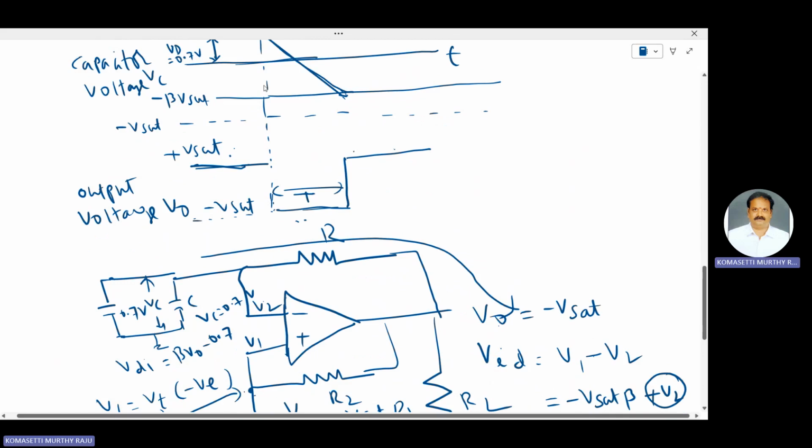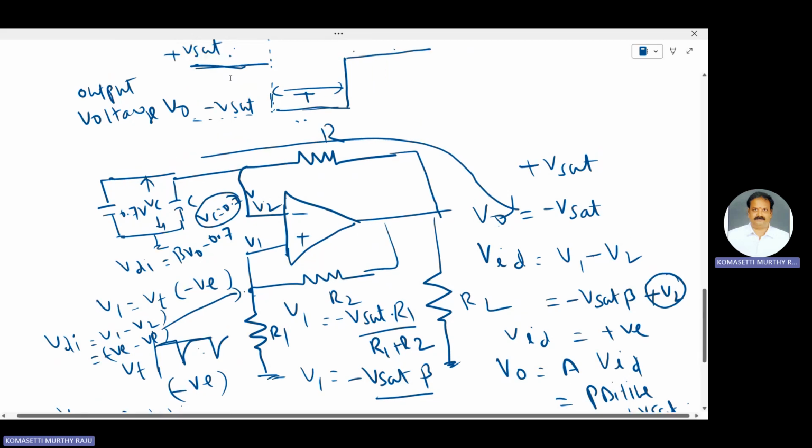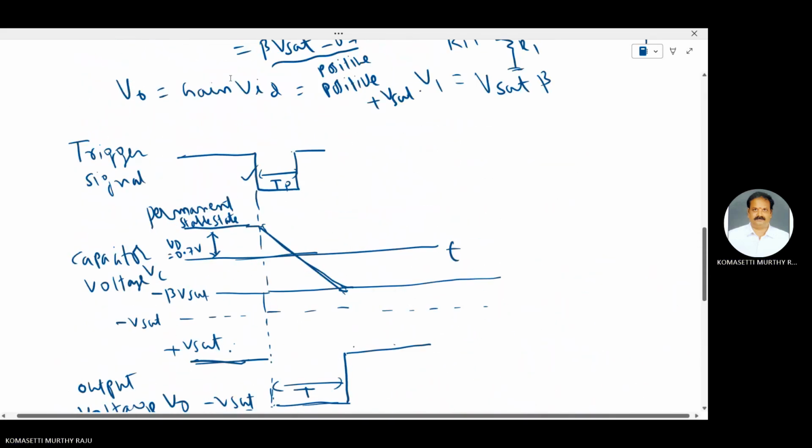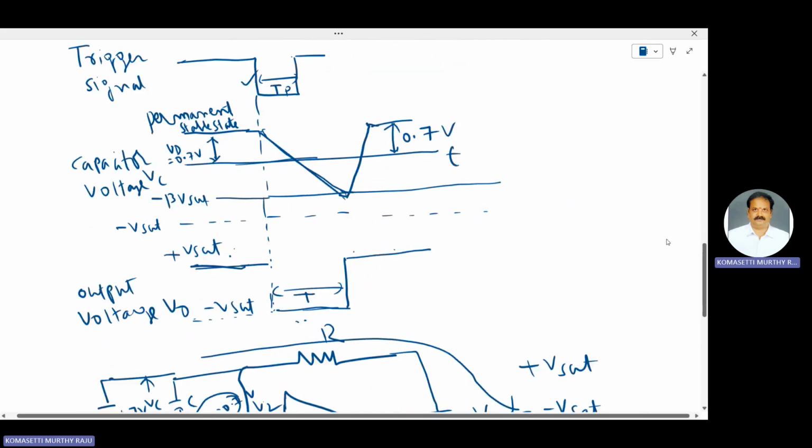After that, the output voltage is equal to plus Vset. After discharging, this VC voltage is not 7.7 volts. Again the capacitor charges up to this point, and the diode D is forward biased and clamps the voltage at 0.7 volts. This is the operation of the monostable multivibrator.